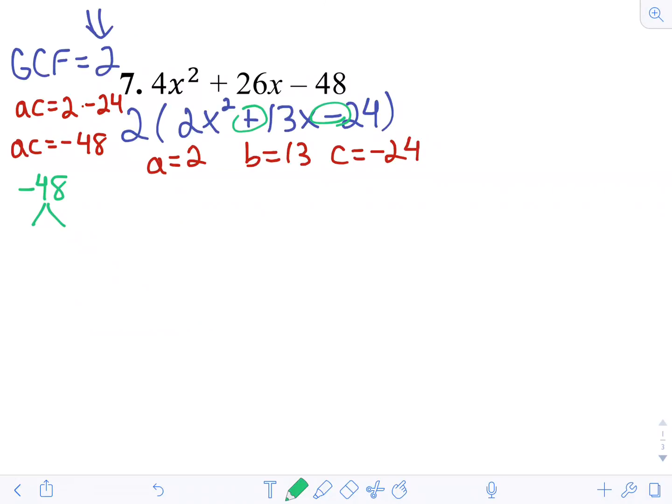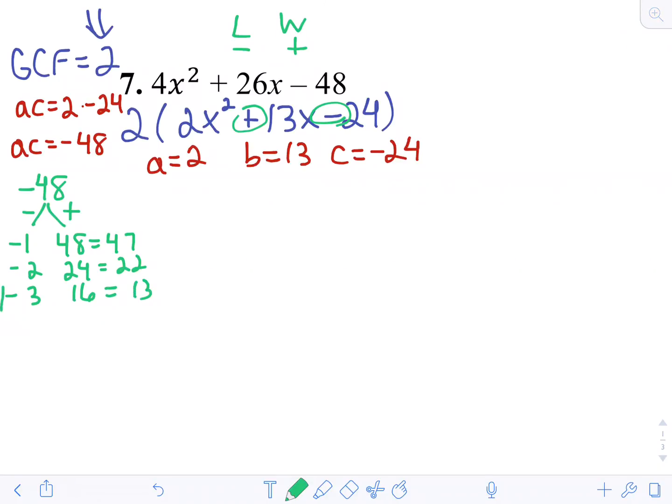So that means, anytime the last one's a negative, we know we're going to have a loser and a winner. The winner is whatever the sign is in the middle, so it's positive, so my losers are negative. So negative and a positive. We can start with a negative 1 and a positive 48, and that will give me 47, and I need 13. We can do negative 2 and 24. That will give me 22. We can do negative 3 and 16. And that will give me 13, and that's exactly what I needed.